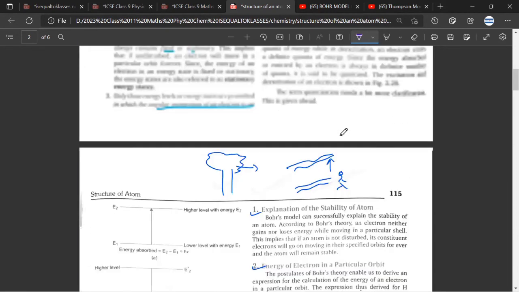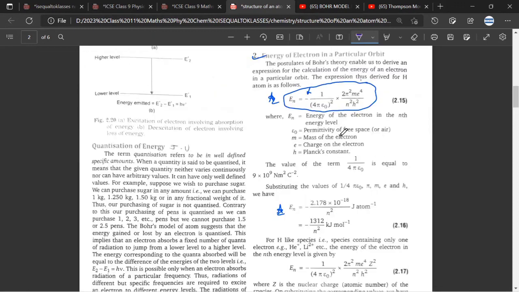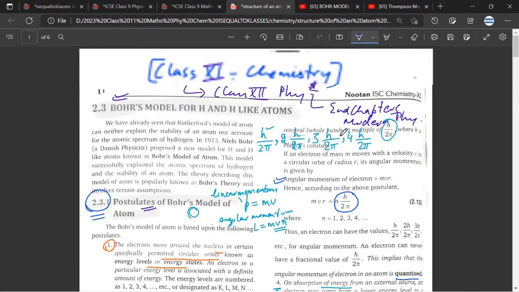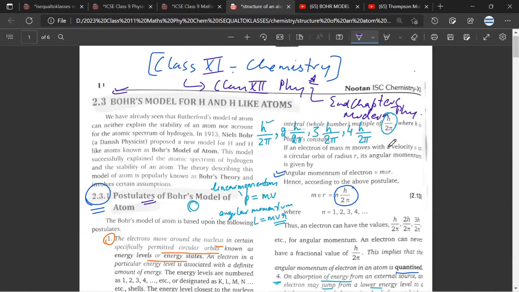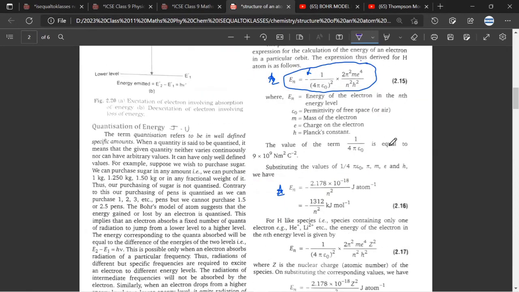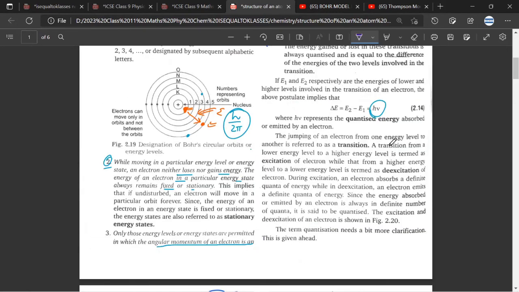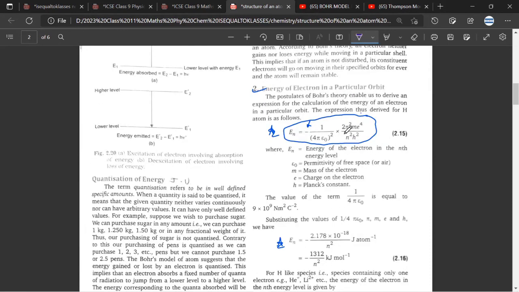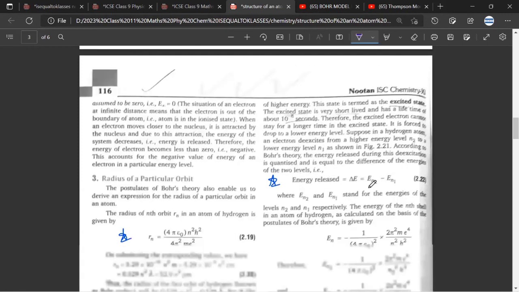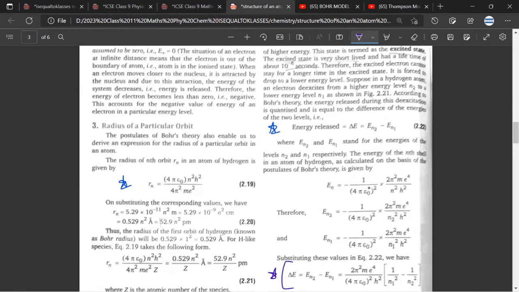I think we'll stop the lecture here, and you can go through this again. I've sent you the scan of these 6 pages that you'll be required to read again. But I'll tell you what happens next. We are clear with the postulates. Then what we require are the formulas that are given to us: what is the energy of an electron in a particular orbit. Are we clear, Avantika?